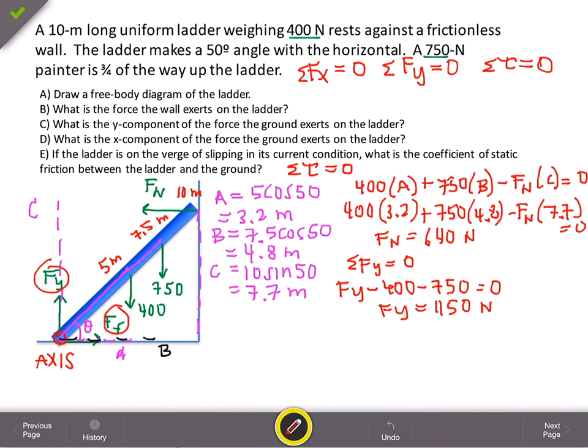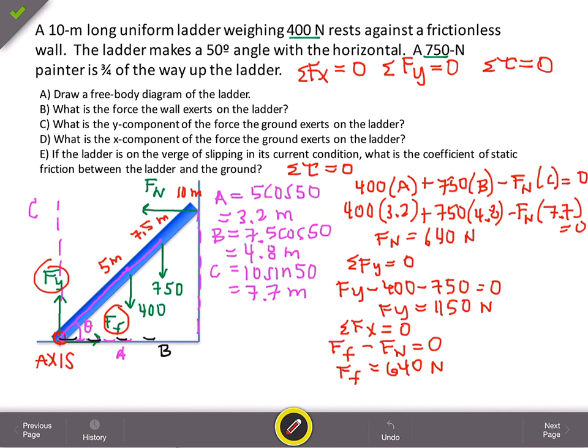Part D, what is the x component of the force that the ground exerts on the ladder? That is my friction force. Let's solve our equilibrium condition in the x direction. In the x direction, I have that friction force, and then I have the normal force up at the top. That's it. I already solved for my normal force in the torque equation in part B, so the friction force is also equal to 640 newtons, so that this thing doesn't slide forward and backward.